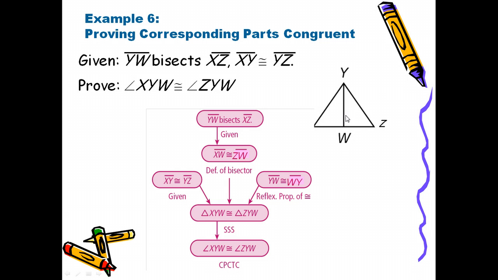We also know that YW and WY are congruent because of the reflexive property of congruence. And so that means that the two triangles are congruent by side, side, side, and their angles are congruent by CPCTC.